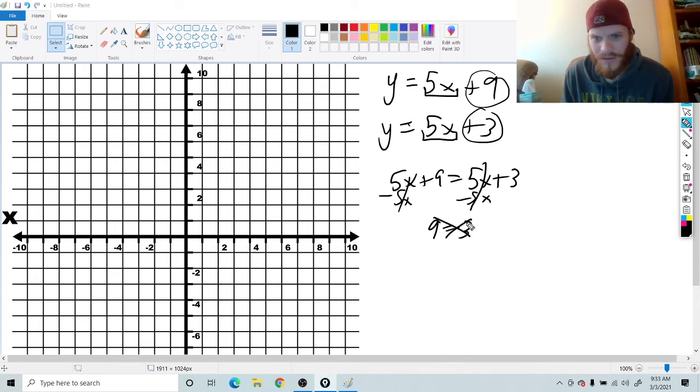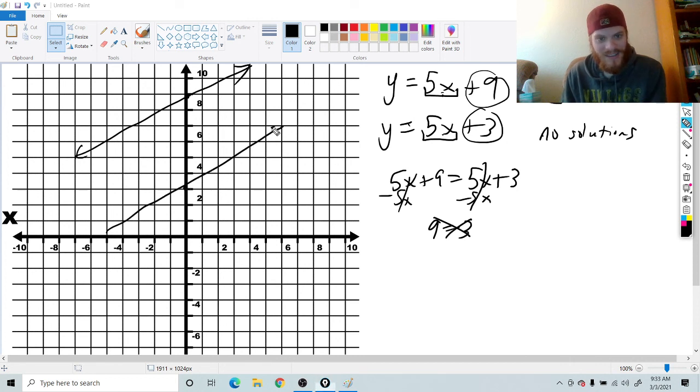That's impossible. So if that happens, if it has the same slope, the same mx, for y equals mx plus b, if it has the same mx, that means there are no solutions. It cannot be solved. And that's because they're parallel lines. This one crosses at 9 and goes something like this. Well, this one crosses at 3 and goes something like this. These lines don't have any solutions because they're parallel. They're absolutely never going to cross.